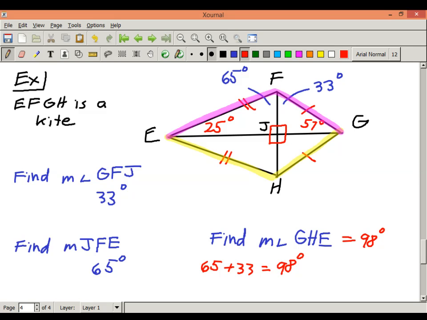Okay, so that's the information you need to know. Let's take a look at the assignment that goes with the kite here and start that. So enjoy and good luck.